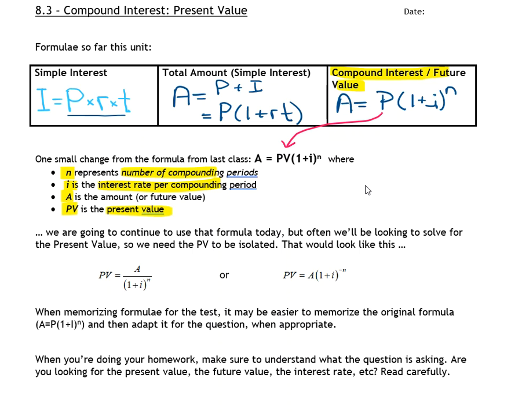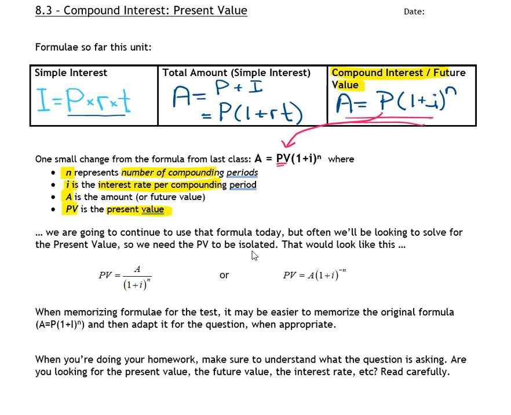of your investment. So we're going to continue to use that formula today, this one here that we have from before, but we just are putting a PV in here. It doesn't matter to me when you're doing a test if you put a P or a PV there, but your textbook uses both. So we'll often be looking to solve for the present value.